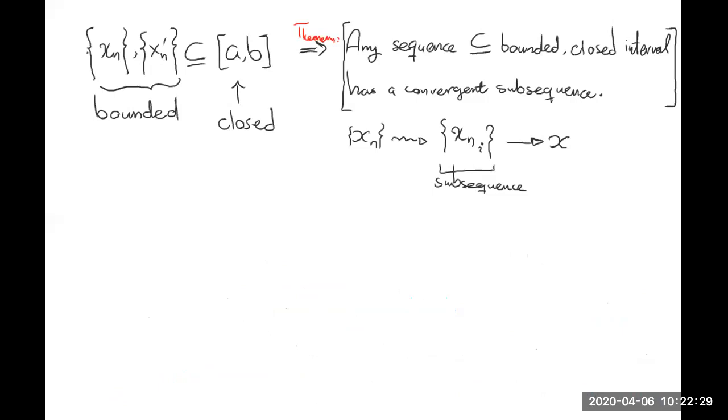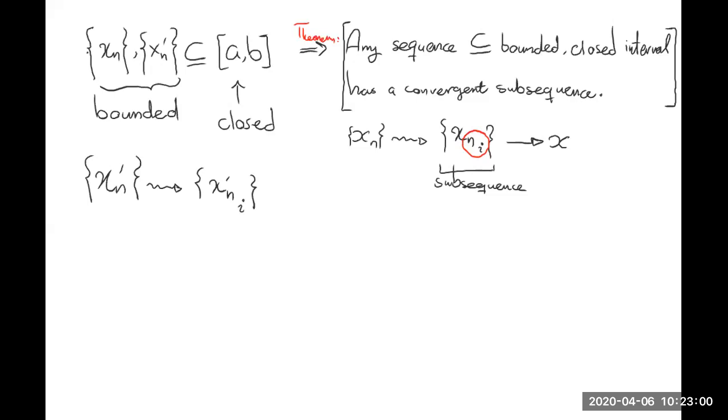Okay, now look at the other sequence x_n prime. Look at these indices we have here, n_i. Look at the terms in the other sequence which correspond to the same indices. So look at exactly x'_{n_i}. Take exactly the same subsequence, the same indices, but from the other sequence of points, from x_n prime.